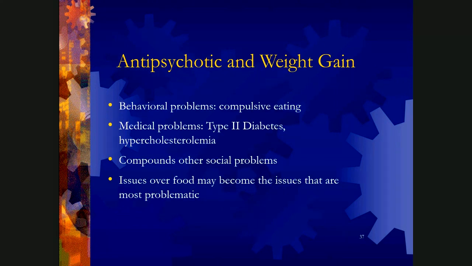So just to mention the antipsychotics and weight gain, some people can develop diabetes or hypercholesterolemia, and it can cause other social problems. We know that individuals with autism could be compulsive eaters. Some people eat compulsively. Now, whether that's due to the medications or not, we have to understand that. But these are problems that we need to be aware of and make note of and communicate to the psychiatrist. And it can bring up issues over food because those medications can increase appetite. So patients are going to want to eat more.